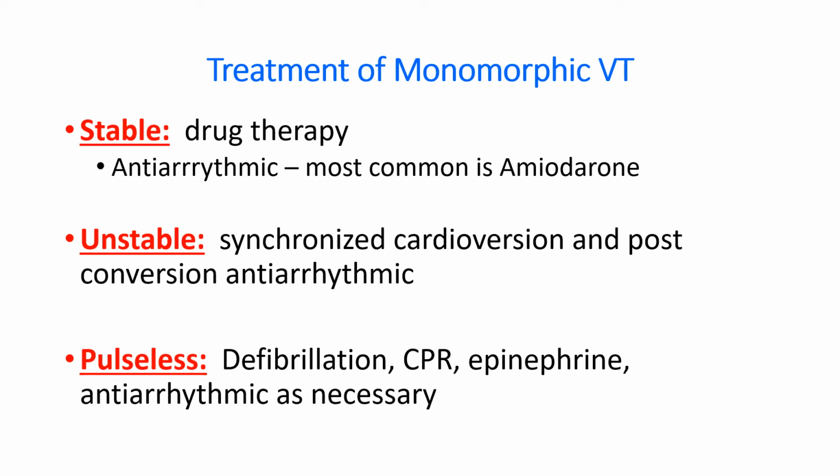And they would probably have to be on a post-conversion antiarrhythmic, such as amiodarone. If it is a pulseless VTach, we treat it just like V-fib. Oftentimes, patients who are in cardiac arrest will have their first sign be VTach, and it goes into V-fib. So if it is pulseless VTach, we treat it just like V-fib, so we will defibrillate, administer CPR, and then epinephrine and antiarrhythmic as necessary.